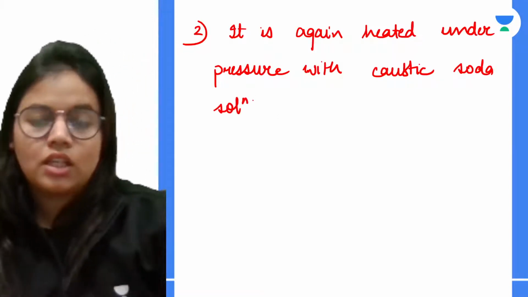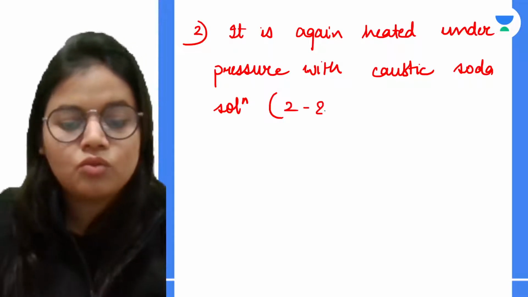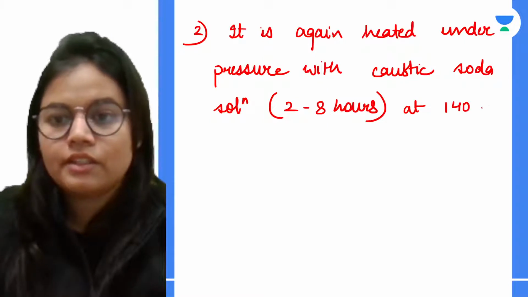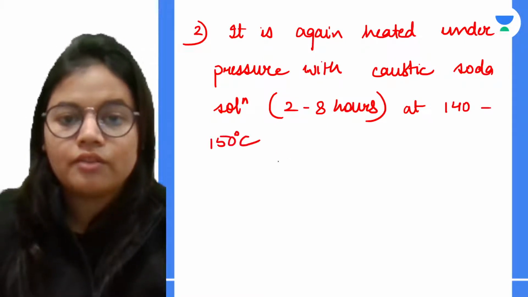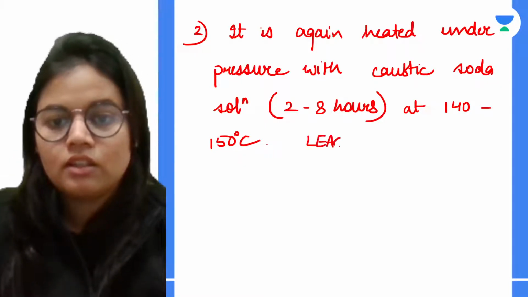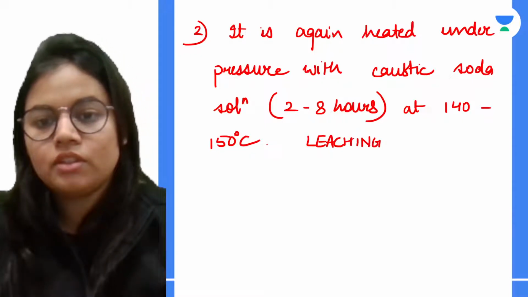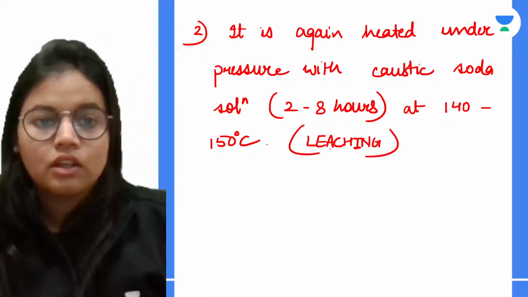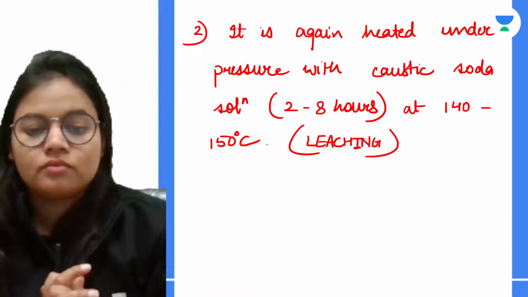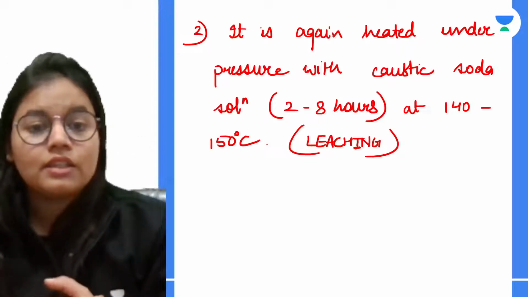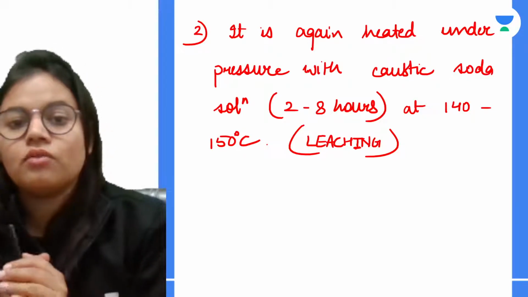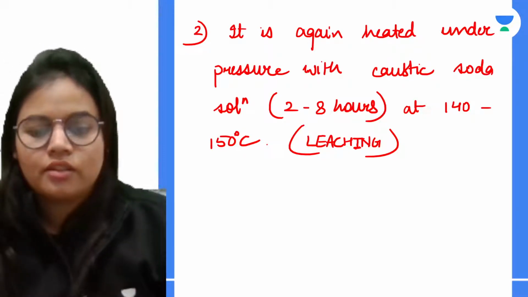Now this heat continues from 2 to 8 hours, and the temperature is approximately taken as 140 to 150 degrees Celsius, and this whole process is known as leaching. Kindly remember the term, it is known as leaching. So what are we doing? We are taking the bauxite, heating it, applying the pressure, and with caustic soda solution for approximately 6 to 8 hours.